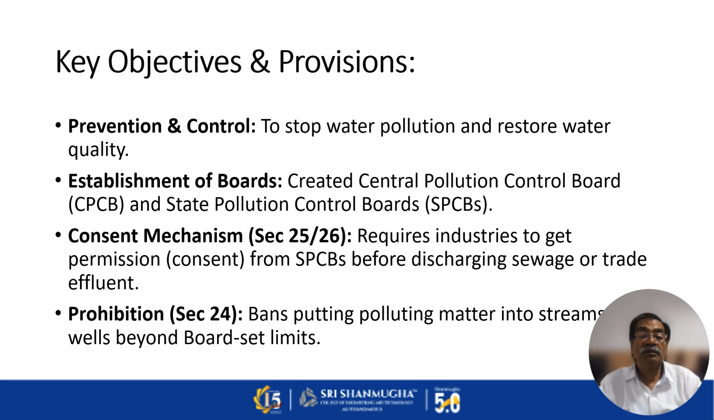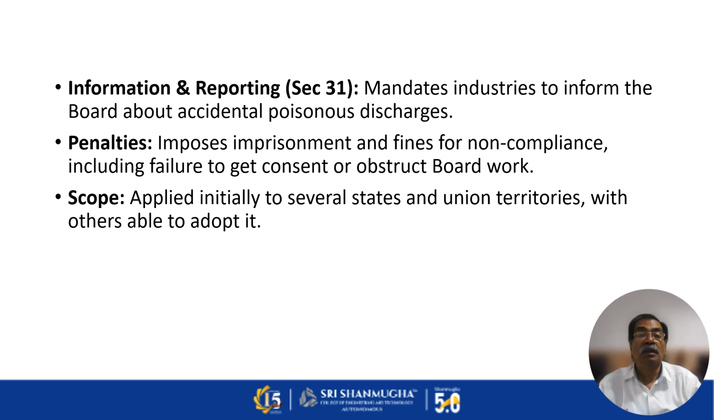Then prohibition. Section 24 bans putting polluting matter into streams and wells beyond board-set limits. Then information and reporting. In Section 31, it mandates industries to inform the board about accidental poisonous discharges. Penalties: it imposes imprisonment and fine for non-compliance, including failure to get consent or obstruction of board work. The scope: it applied initially to several states and union territories, with others also able to adopt it.